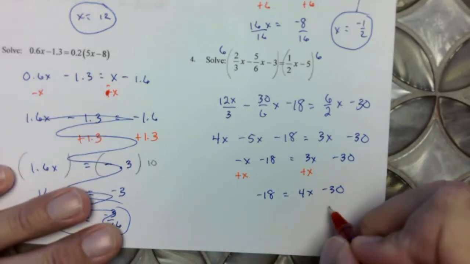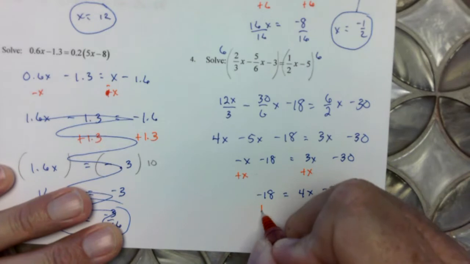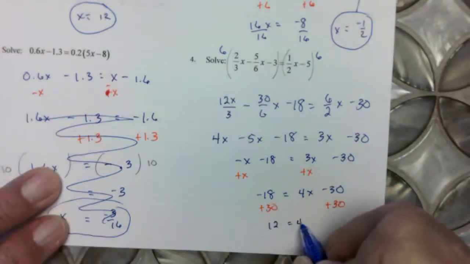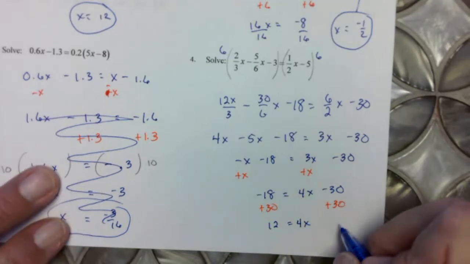All right, I'm going to keep going. I'm now going to add 30. And it looks like I get 12 equals 4x. Divide by 4, x equals 3.